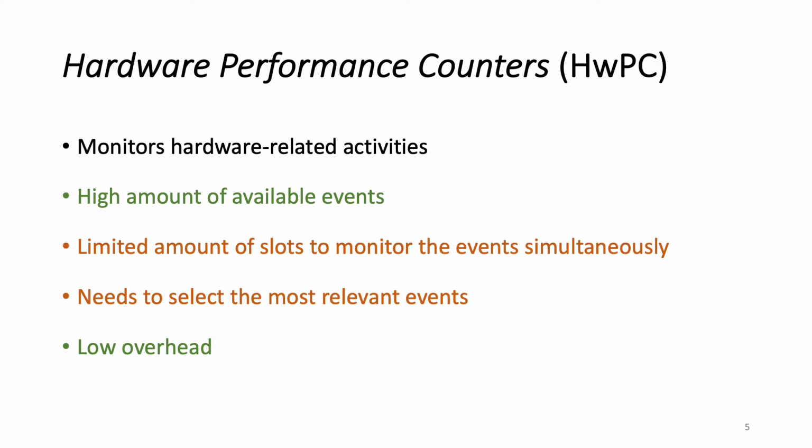To monitor the hardware-related activities, SmartWatts uses hardware performance counters. They are integrated into the CPU. There is a high number of available events, but there is a limited number of slots to monitor the events simultaneously. So you need to select the most relevant events. In our case, it will be the performance events related to the power consumption. And the hardware performance counters have very low overhead. They don't induce performance penalties on the monitored applications.